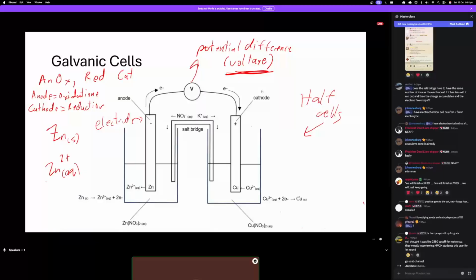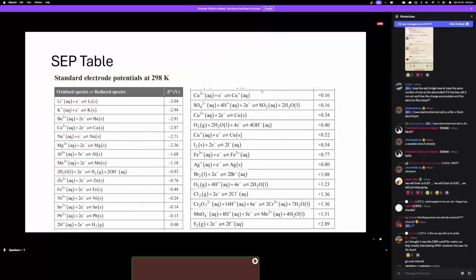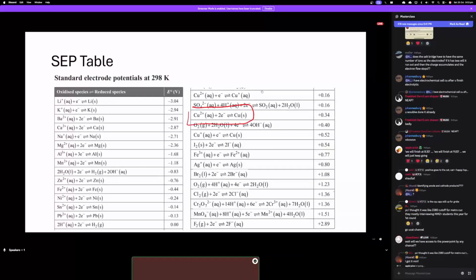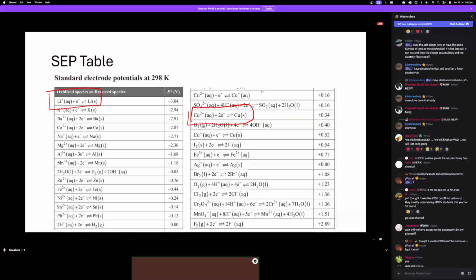Cool. I'll keep going. Each of these were half cells. I said that. And what if I had different half cells? These show you all the different ones. So maybe we want to use copper. Oh, that's the wrong copper. This copper and this lithium, right?